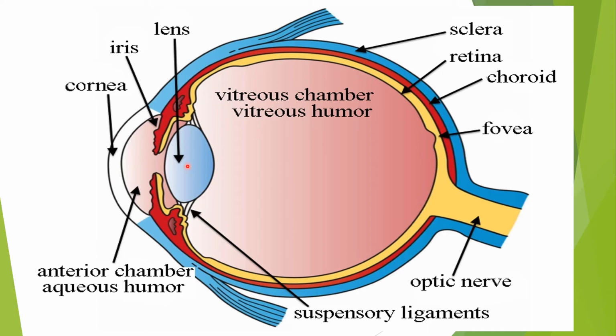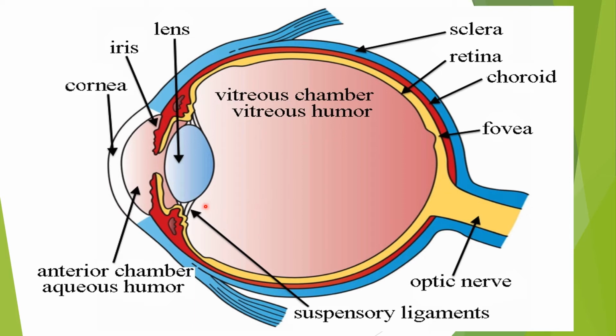Now the lens is biconvex, transparent, and crystalline in nature. It is located in a cavity of the eyeball and it divides the cavity into an anterior chamber and a posterior chamber. The anterior chamber is filled with a substance called aqueous humor, and the posterior chamber, or the vitreous chamber, is filled with a fluid called vitreous humor.